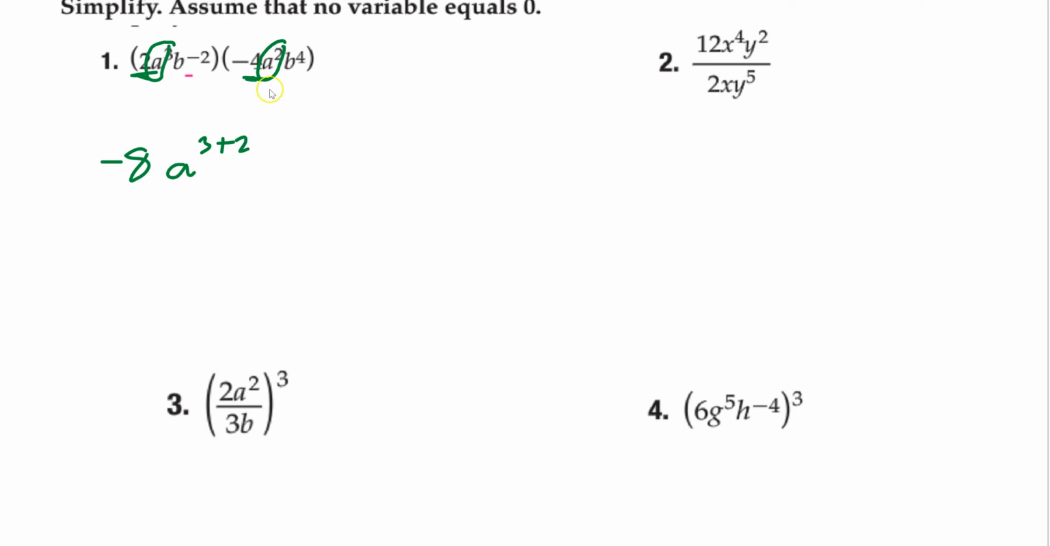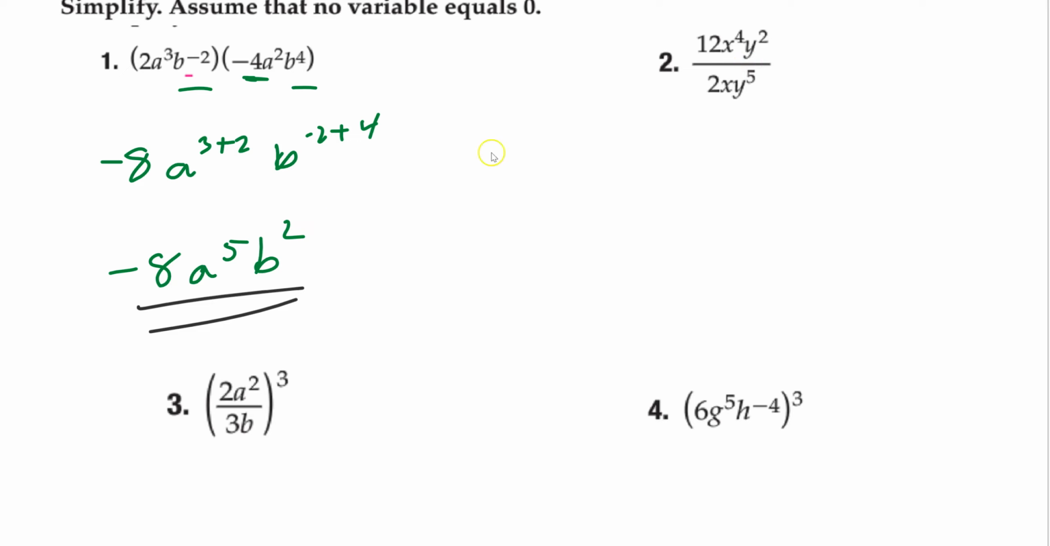You don't have to do all the work though. And then do the B's. B to negative 2 plus the 4. So again, negative 8, a to the 5th, b squared. And again, for short, just count how many of those things you have. Right? I'm like, okay. 2 times a is negative 8. I have 3 a's plus another 2. I have 5 a's total. I have negative 2 plus 4 is 2.